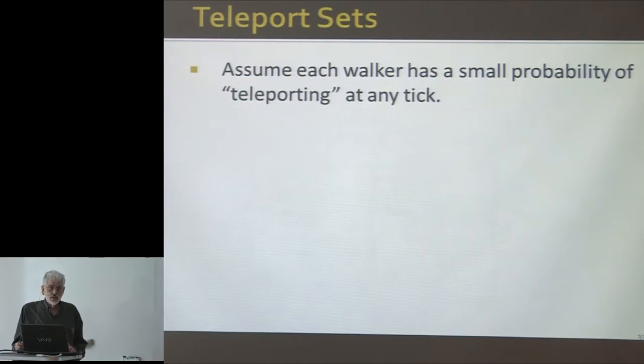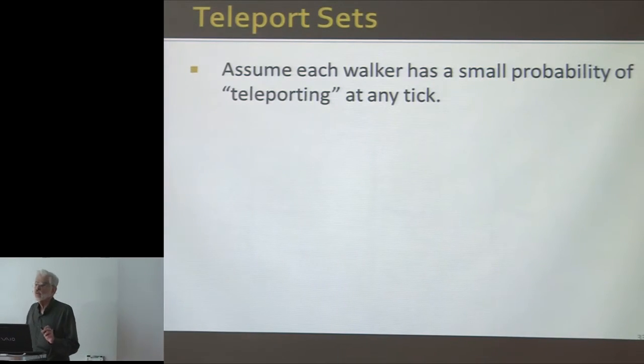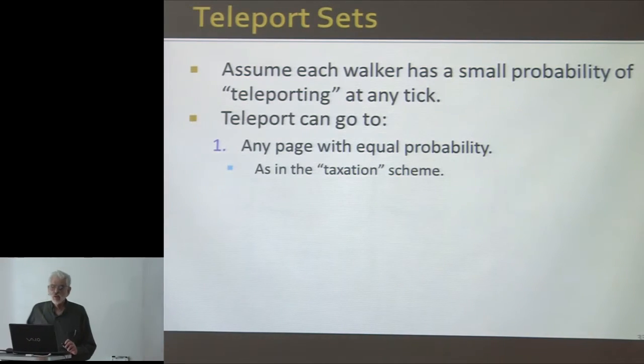And the idea is, it's sort of a generalization of the taxation method. That is, we're going to assume that the way walkers walk the web is not that they have a fixed chance of giving up. That's what the tax was. But they have a fixed probability of teleporting. Now, if you can teleport to any page with equal probability, then that corresponds to the taxation scheme.